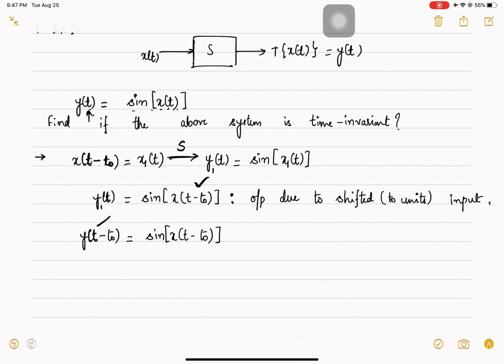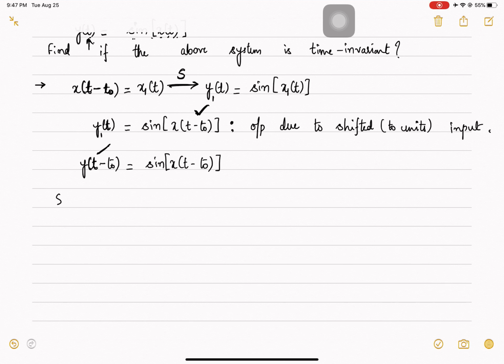Now, since both the outputs are the same, the system is time invariant. So the behavior of the system doesn't change when you shift the input signal.